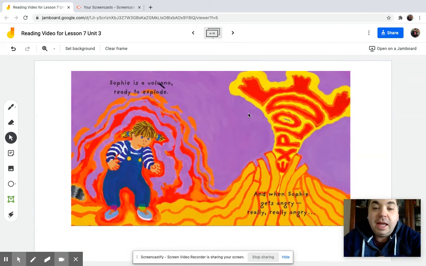And then here's the last example that I'm going to give you, and I'm going to want you guys to try this along with me. This is a book, and the page we're going to focus on says Sophie is a volcano ready to explode. And when Sophie gets angry, really, really angry, let's take a look at what's going on here. We have Sophie over here. She says she's a volcano.